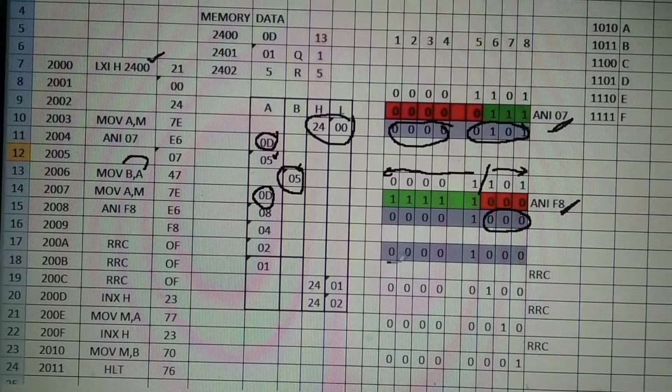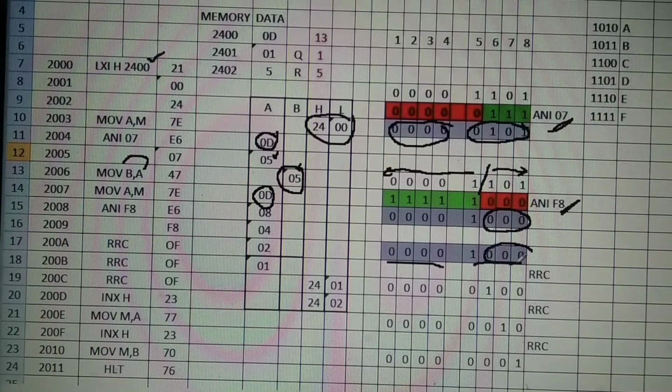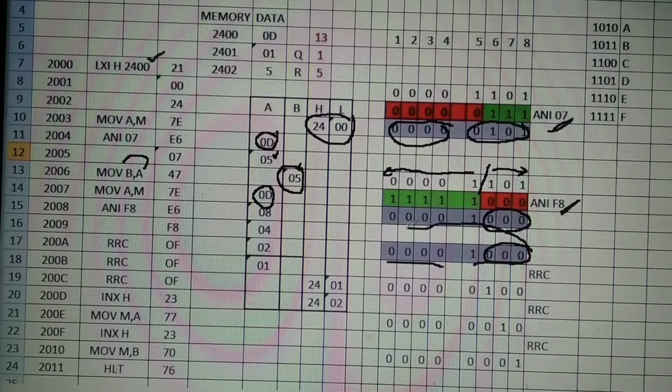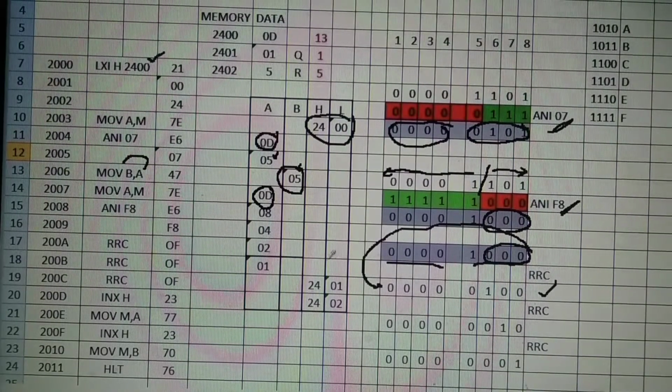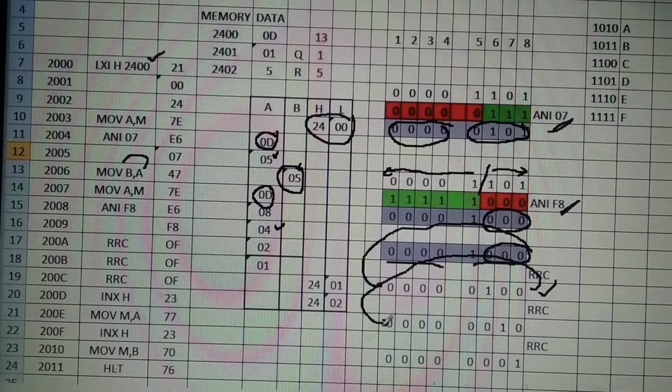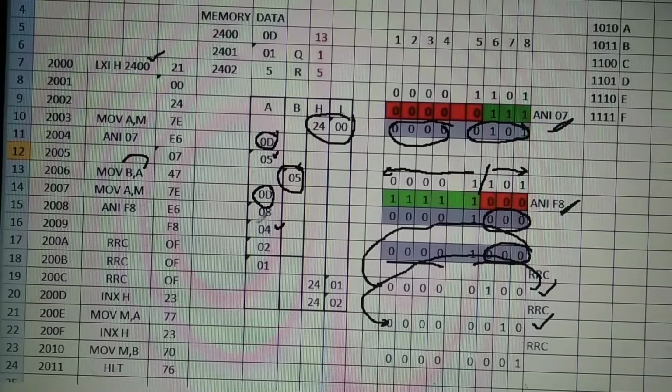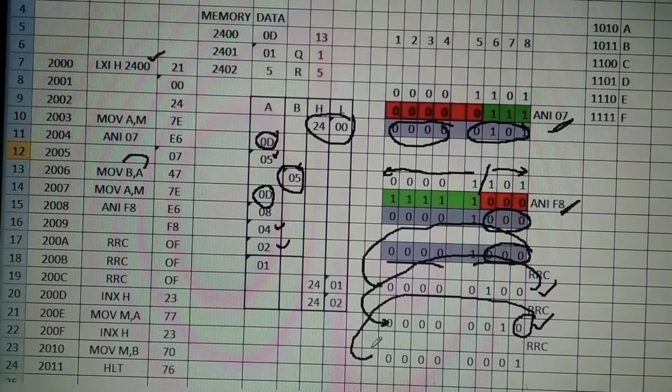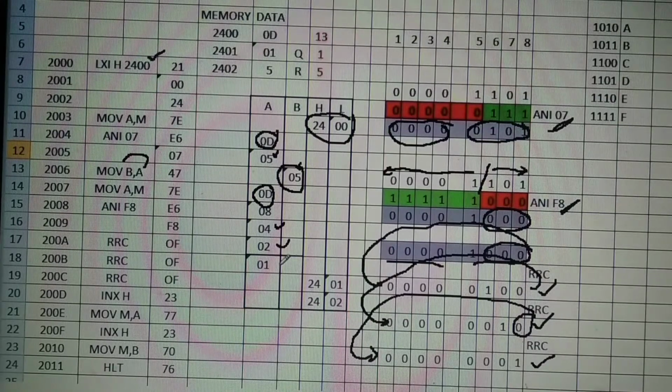You will get the answer here as 08. These 3 bits are to be shifted to the most significant bit. Therefore, RRC. After the first RRC, you will get the number 4. After the second RRC, this 0 goes here and you will get the number 2. And after the third RRC, this 0 goes to the most significant bit and you will get the number 1. 1 is the quotient.